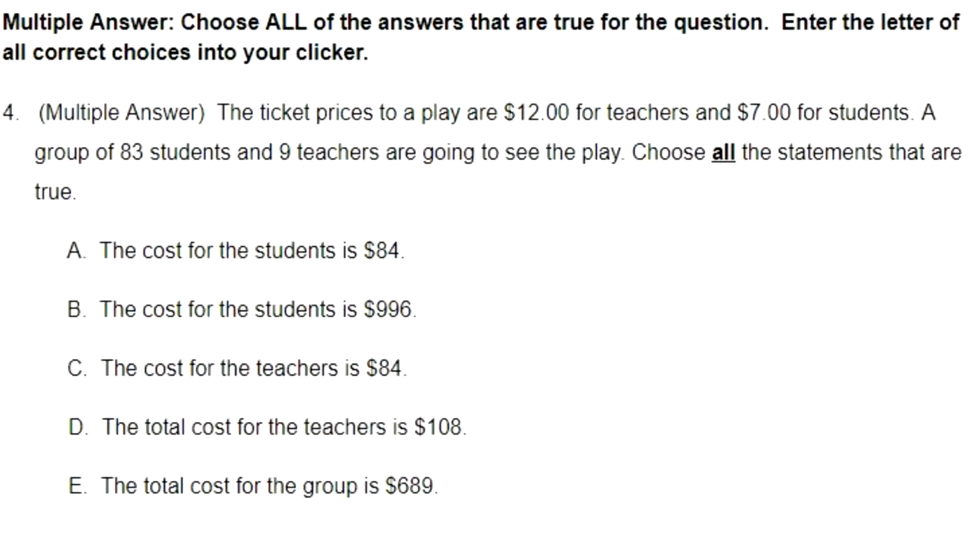Now here, and remember back on number 1, I suggested let's not pay attention to the options. For number 4, I'm changing that up because now it's multiple answer. It's not a bad idea to look at your options first, kind of know what the possibilities are. Okay, so for this one, it says A, the cost for the students is $84. B, the cost for the students is $996. C, the cost for the teachers is $84. D, the total cost for the teachers is $108. Or E, the total cost for the group is $689.